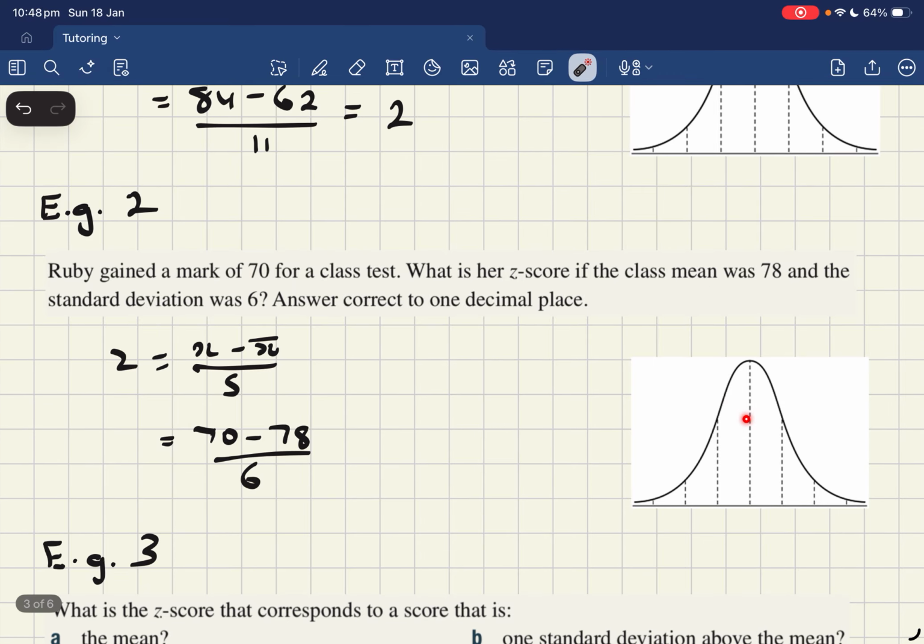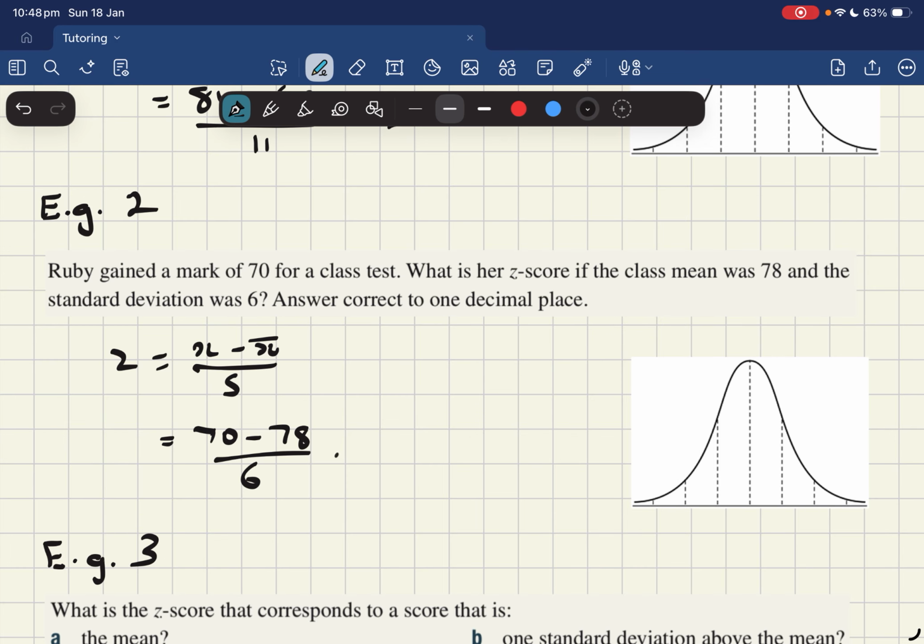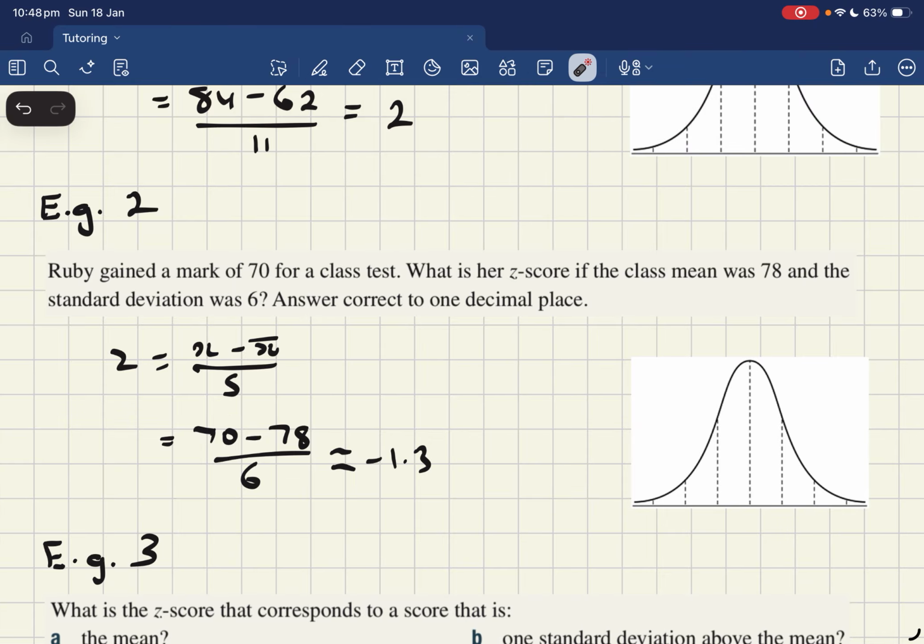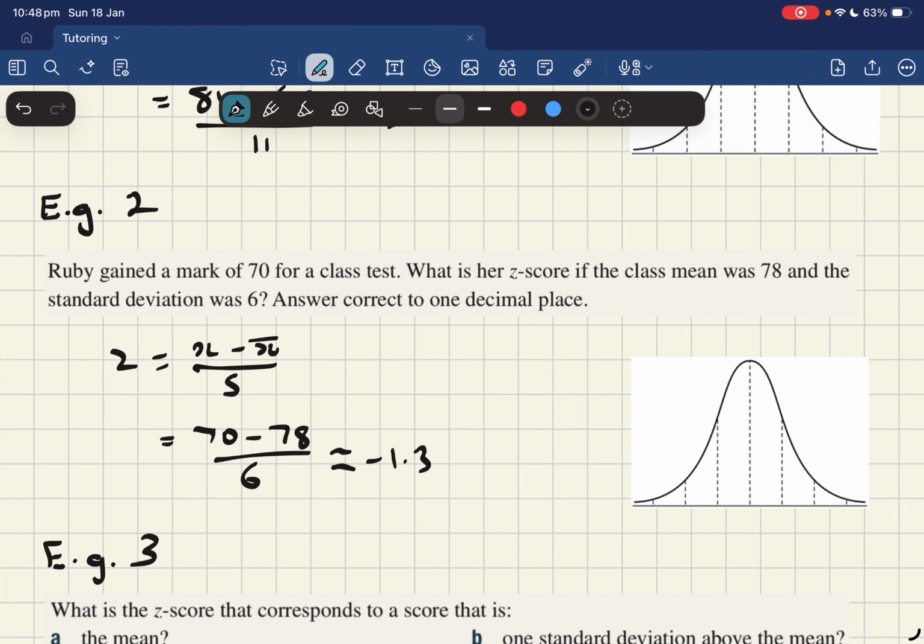So she's going to be somewhere on this side of the normal distribution. So she's going to have a negative z-score, we anticipate. So if you put this in your calculator, it gives you approximately negative 1.3. So if we have the average of 78 here, we have one standard deviation here. She's going to be somewhere around here, right? Let's actually just write in some numbers and just verify that this makes sense. So this first one's 78. That's our mean. Standard deviation 6. So the next one's going to be 72.